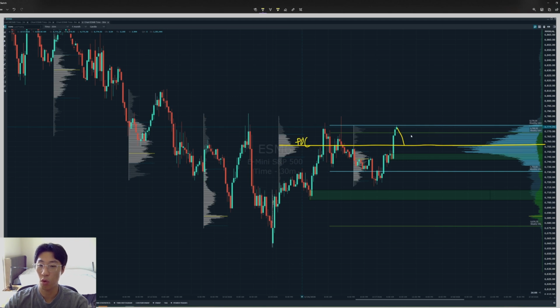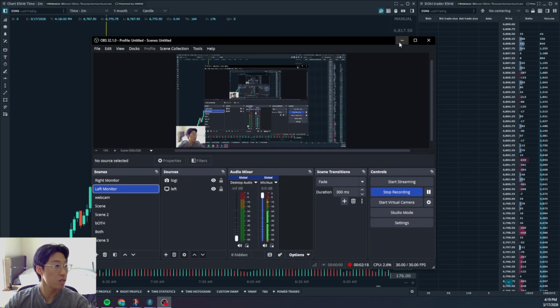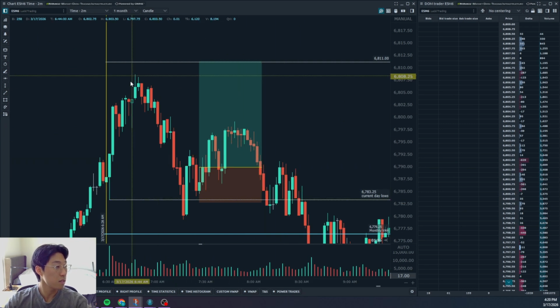I was looking for it to hold as support and break to the upside, either take a long off this level or take a breakout trade off this level. So we ended up doing the former. We ran up first and then we ended up shorting. So switching over to my other screen here, you can see price ran up to about 6808.5 and we ended up reversing.